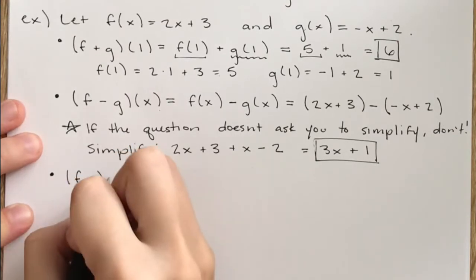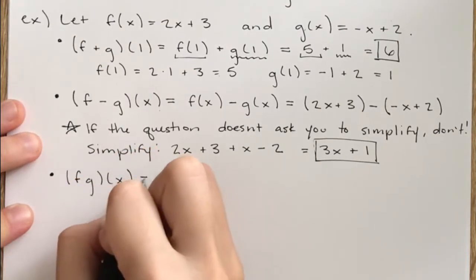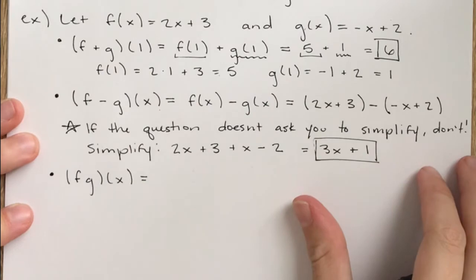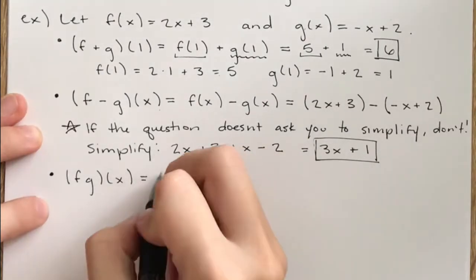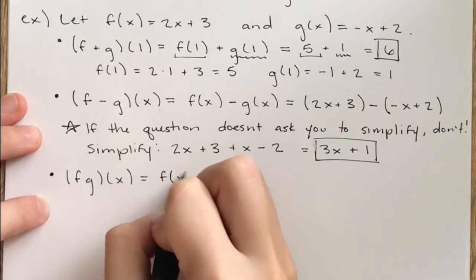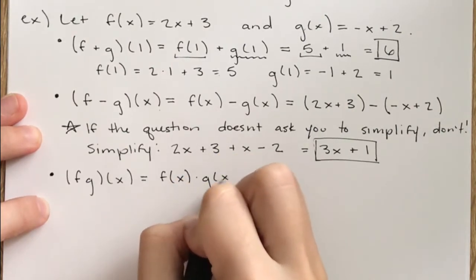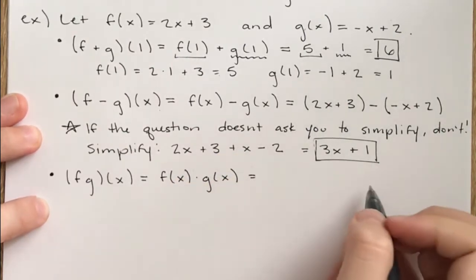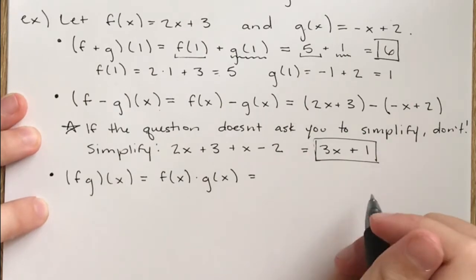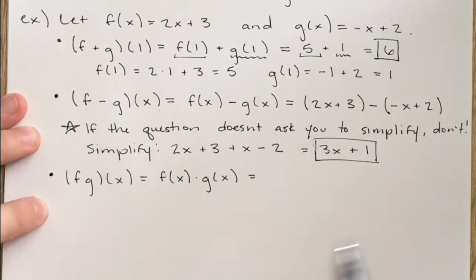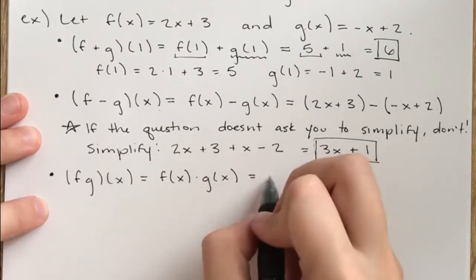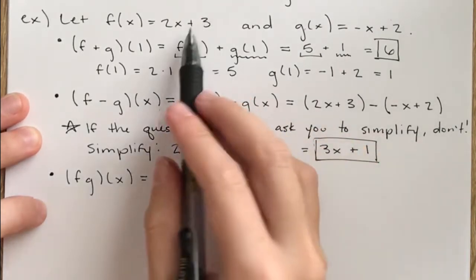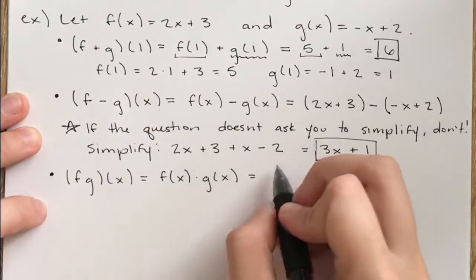Let's look at f times g of x. So what is f times g of x? What does our formula tell us this is equal to? Well, f of x times g of x, right? So I just replace f of x and g of x with what they're equal to. F of x is equal to 2x plus 3.